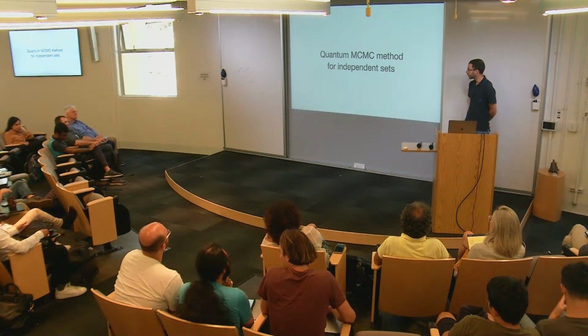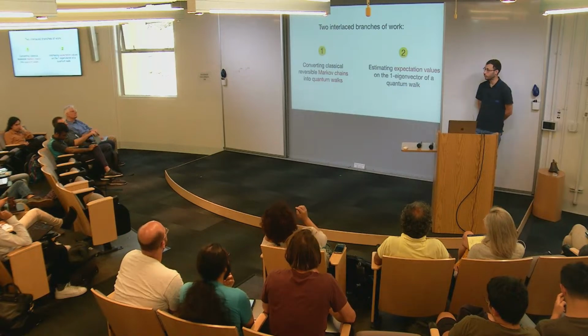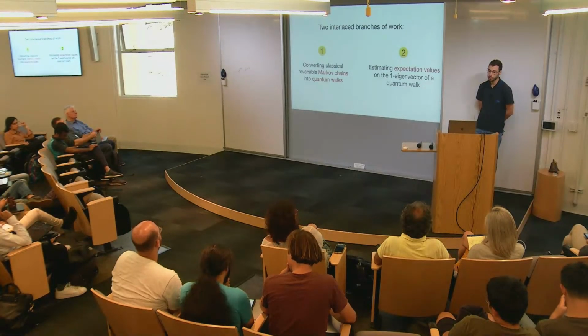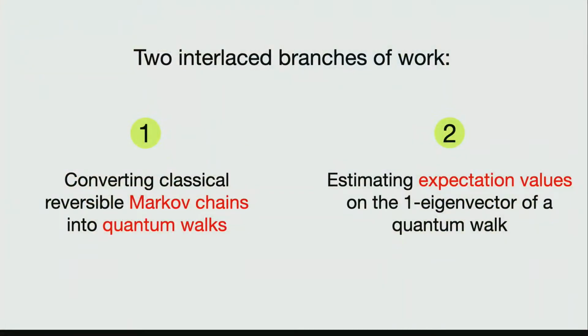For the quantization, there are essentially two branches of work which have been developed to arrive at quantum speedup, and they are related to each other. The first one is, how can we convert a classical reversible Markov chain, such as Glauber dynamics, into some type of quantum walk that has nice properties? The second branch of work is, how can we estimate expectation values on the one eigenvector of those quantum walks? Those are unitary operators. And as you'll see, this one eigenvector is actually encoding information about the Gibbs state.